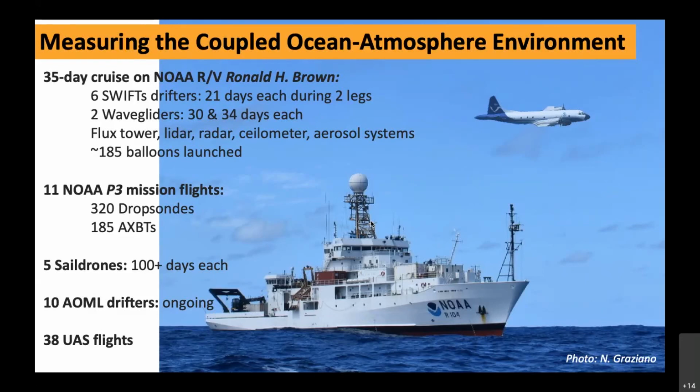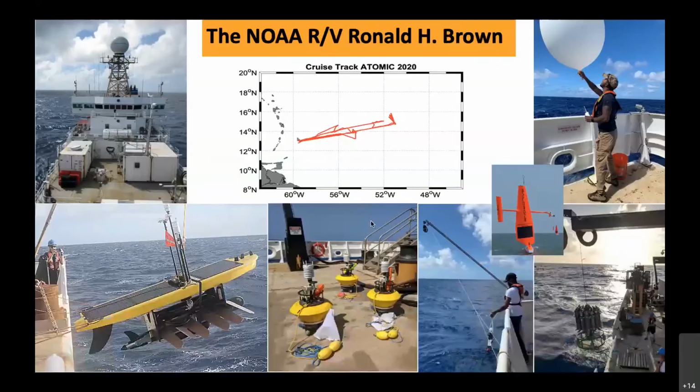Next slide. So this just shows some of the stuff on the Ron Brown. The middle there shows the track of the Ron Brown. There were supposed to be 2 cruise legs. There turned out to be 3 because somebody got sick and we had to take them back to Barbados. And the easternmost portion was out where there's a flux reference buoy called NTAS.